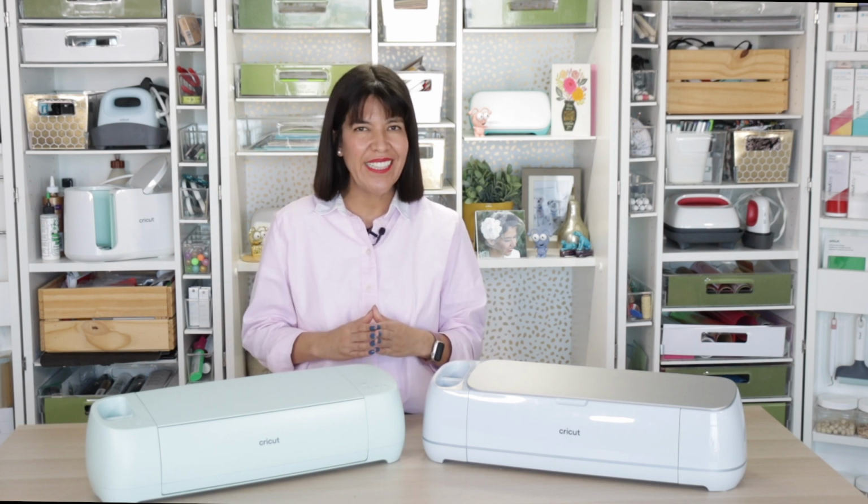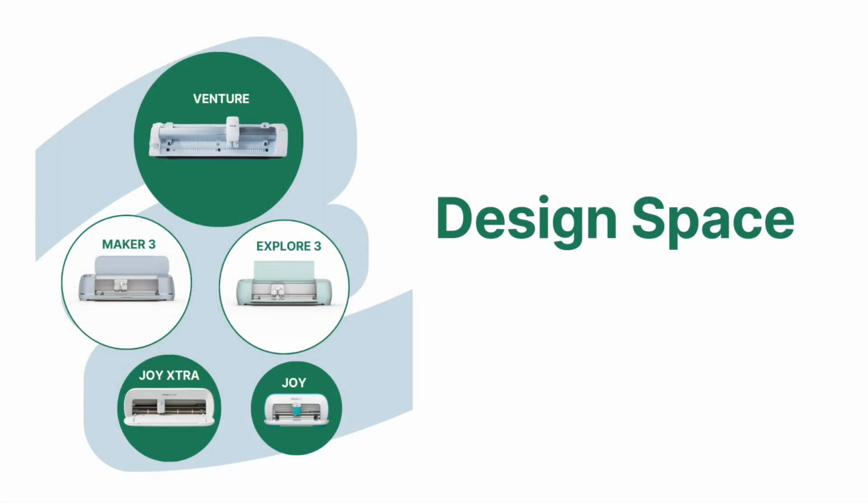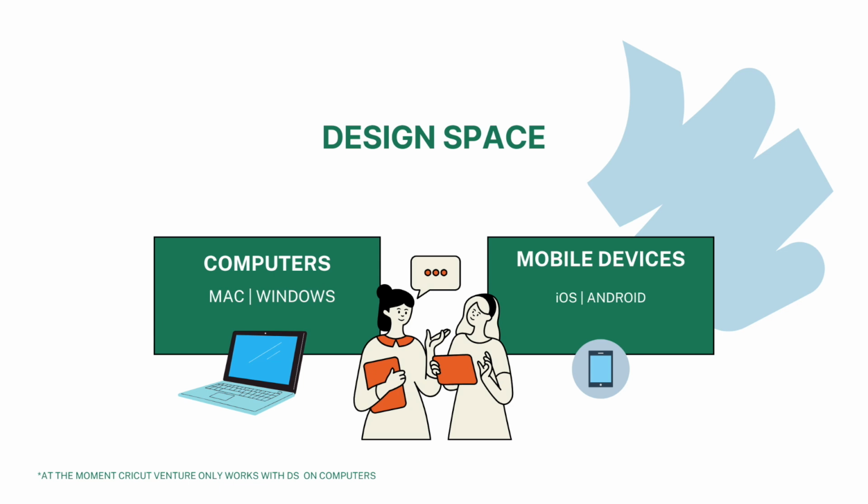Now, let's begin. All Cricut cutting machines, including the Cricut Venture, Maker 3, Explore 3, Joy Extra, and Cricut Joy, as well as the Maker and Explore 2 models, use Design Space, which is the free software for operation. Design Space is available for computers and mobile devices. If you are using a computer, it should be a Mac or Windows computer. For mobile use, you should have an iOS or Android device.